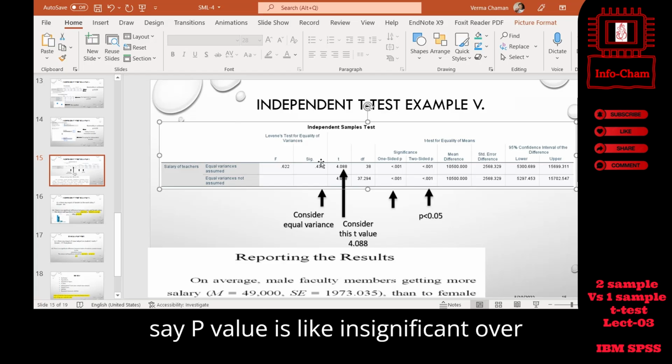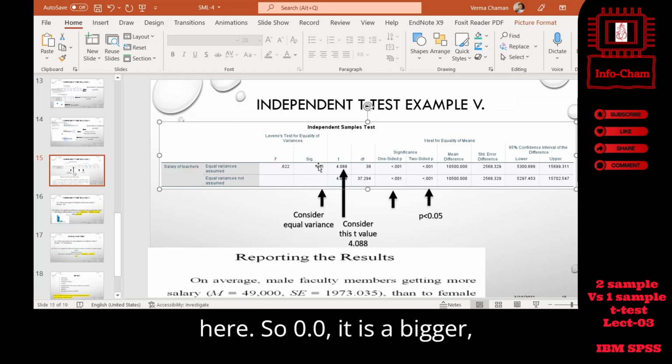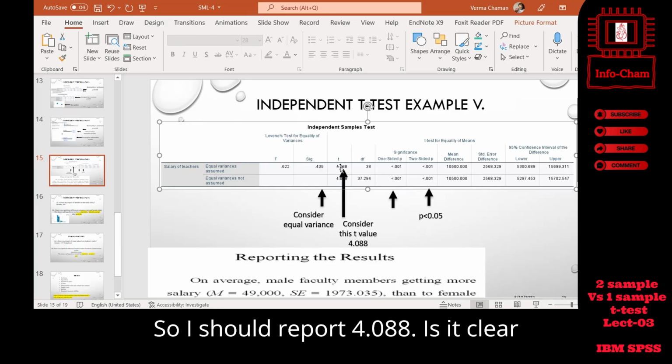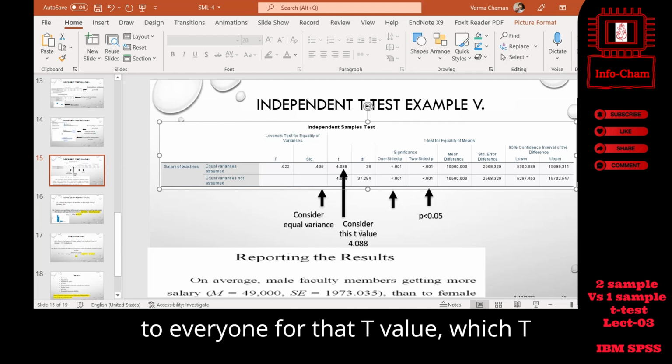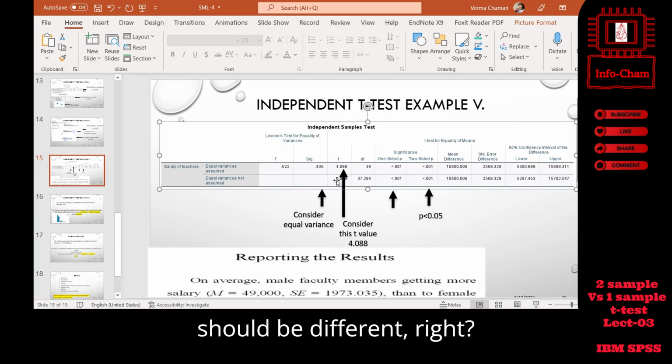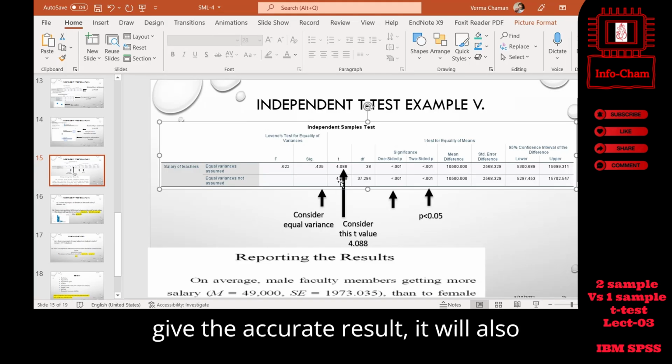It means the p-value is insignificant over here. 0.0-something, it is bigger, right? So then it is equally distributed. So I should report 4.088. Is it clear to everyone? For that, which t value do we have to take? In that case, the value should be different, right? SPSS gives the accurate result.